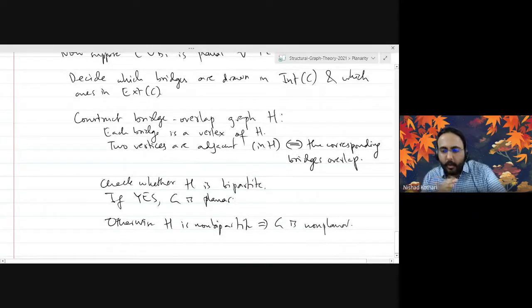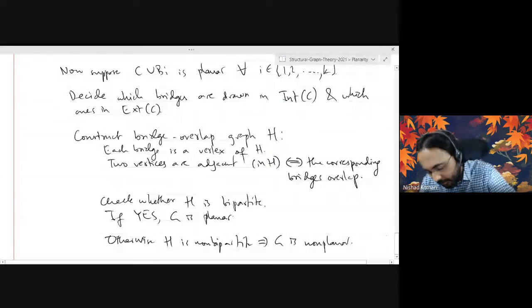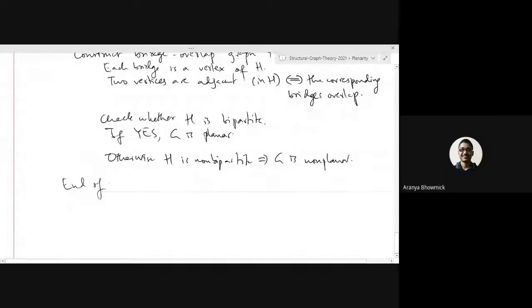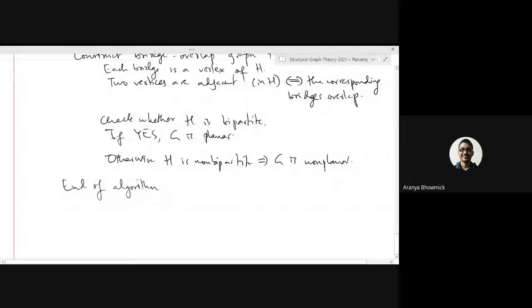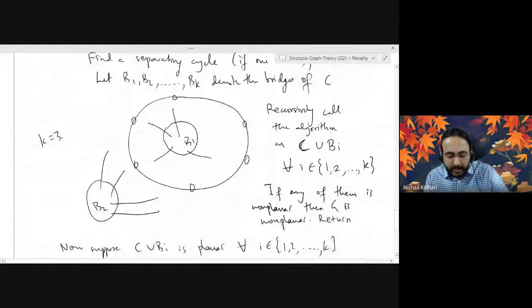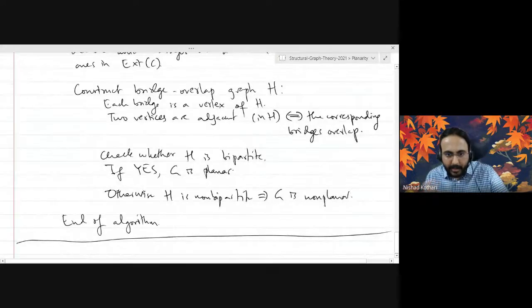If you find three bridges that are all overlapping with each other, which means a three cycle in the graph H, then you put one bridge inside, you put the other bridge outside, and now the third bridge can neither go inside nor outside because it overlaps with both of them. So that is the entire algorithm. Maybe I'll just say end of algorithm, because we did not prove things like correctness rigorously. Only when you find that the bridge overlap graph H is non-bipartite will you conclude that G is non-planar. So non-planarity, in some sense, reduces to checking bipartiteness.